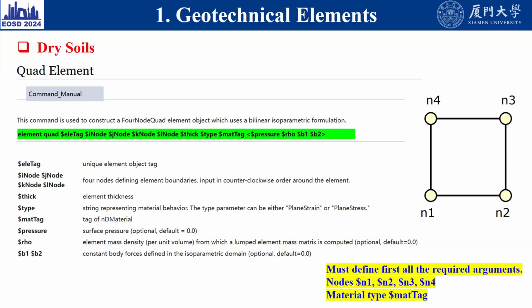So in this 2D model, you have to define all the required arguments, for example, the element tag and the material tag. The parameters in this bracket are optional.